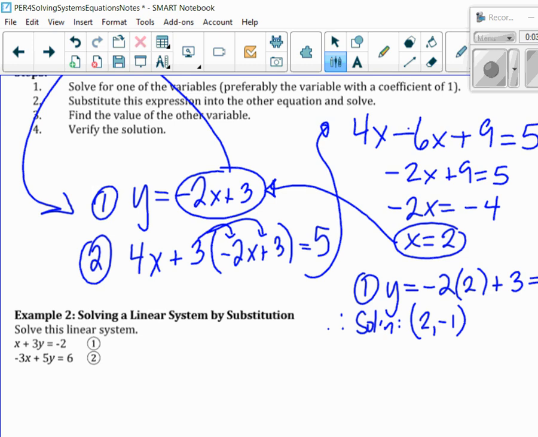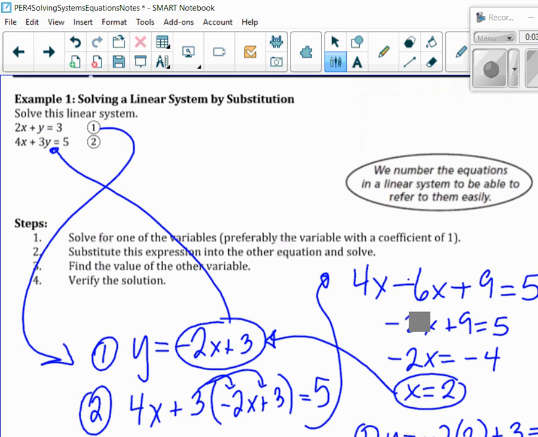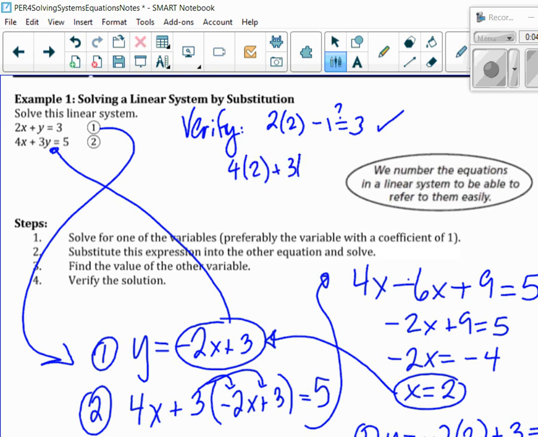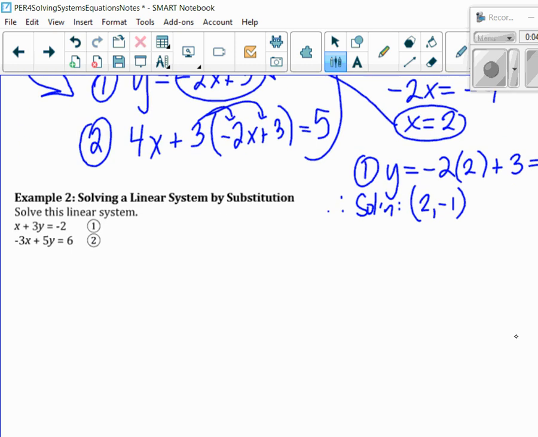Okay, and how do I verify this? Put it back in. So my verification, remember, I always go back to my original. This is how you get 100% on the test, right? So it's going to be 2 times 2 minus 1 equals, does that equal 3? Looks good to me, right? 4 minus 1 is 3. And then we're going to put it in the other one. 4 times 2 plus 3 times minus 1, does that equal 5? Well, that's 8 minus 3. What do you think? Yes. All righty.